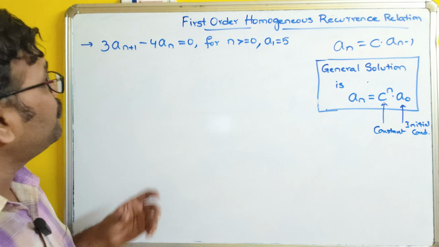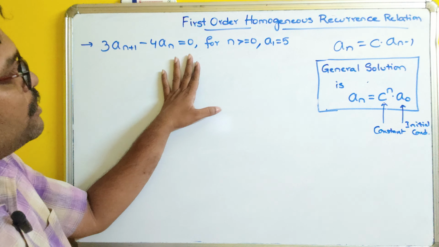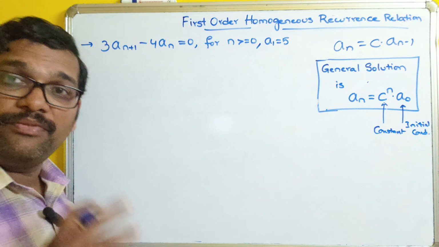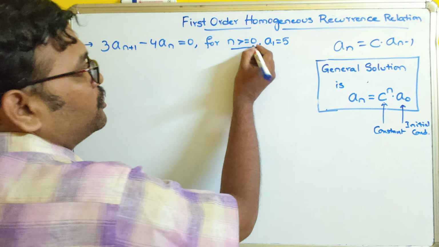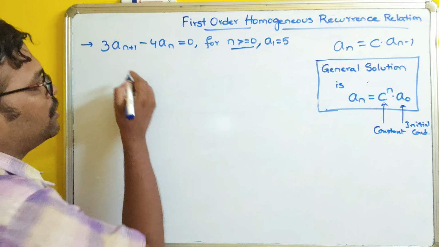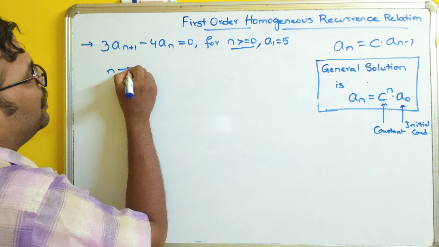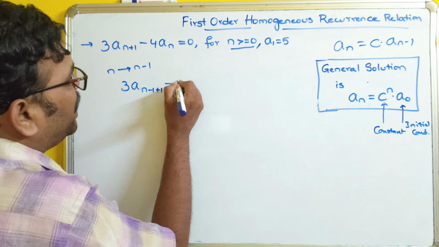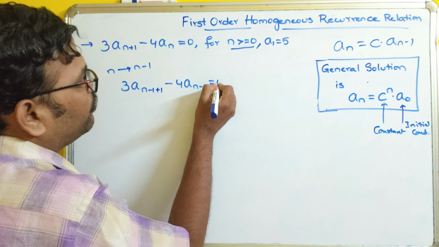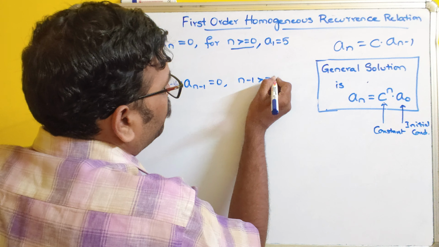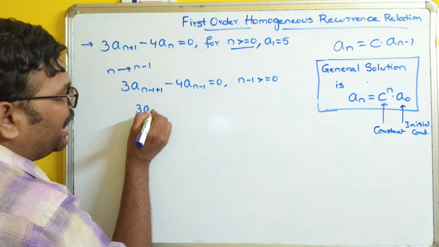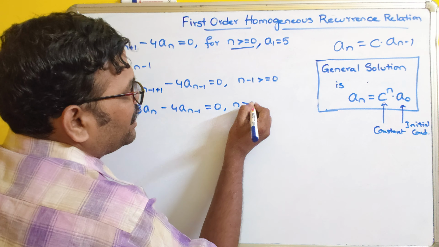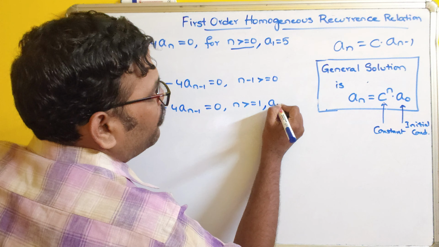Now let us solve the next example. 3an plus 1 minus 4an is equal to 0 for n greater than or equal to 0, and the initial condition given is a1 is equal to 5. Here you can see this is not a first order recurrence relation, as n is greater than or equal to 0. Now you can substitute n with n minus 1. So 3a n minus 1 plus 1 minus 4 a n minus 1 equal to 0, and n minus 1 greater than or equal to 0. So this becomes 3an minus 4a n minus 1 equal to 0, and n greater than or equal to 1, and a1 value is 5.